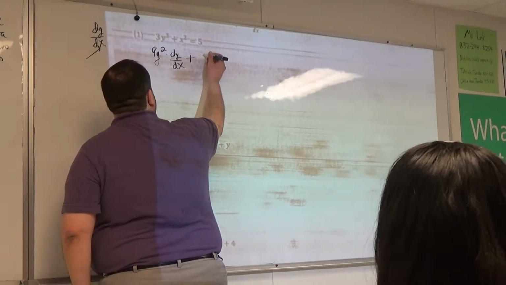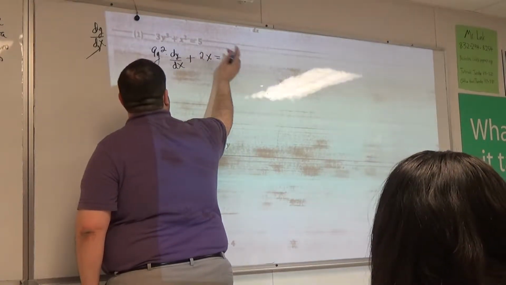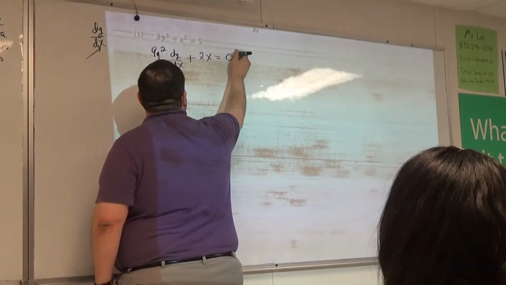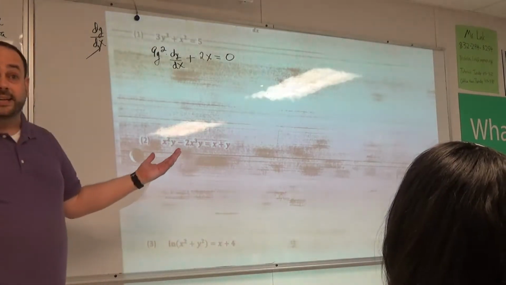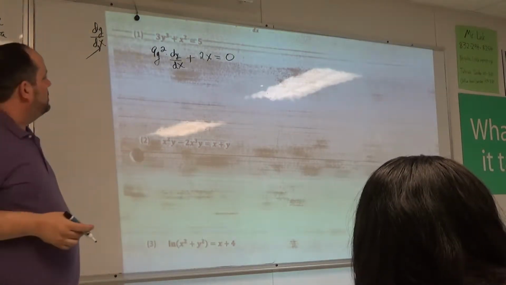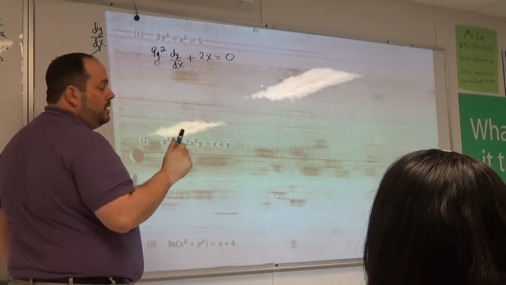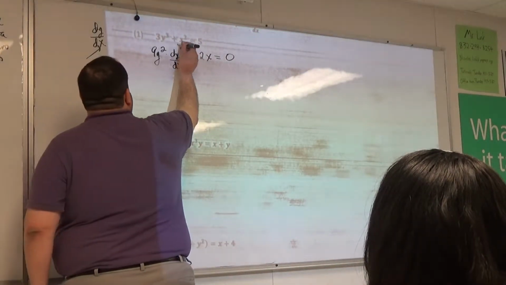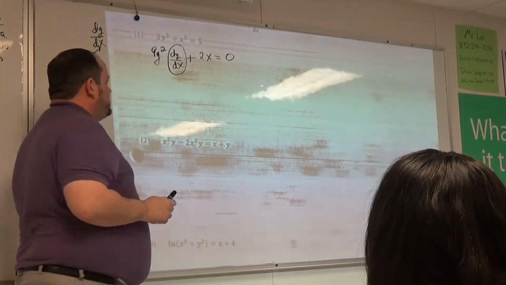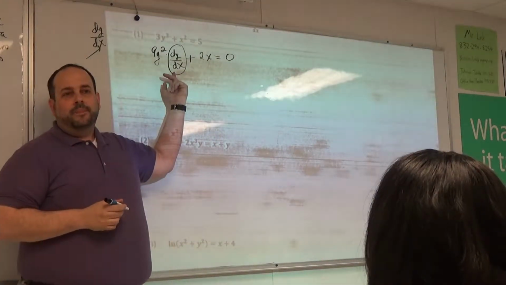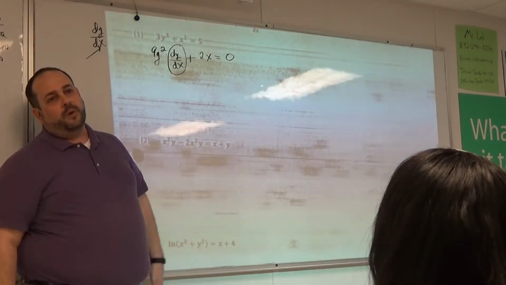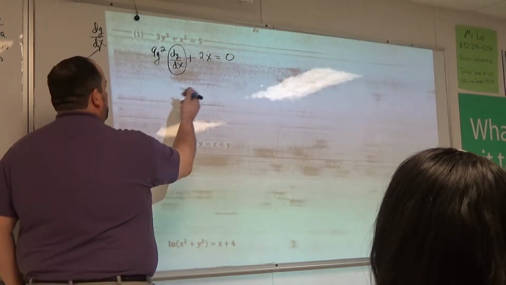Plus derivative of x squared? 2x equals derivative of 5? 0. Good. Not the final answer though. Daisy, why is that not the final answer? Don't you have to find dy/dx? Right, you want to find dy/dx, and we're going to resist the temptation to say, oh, there it is, found it. You want to solve for dy/dx. So what are you going to do to finish it off, Daisy?